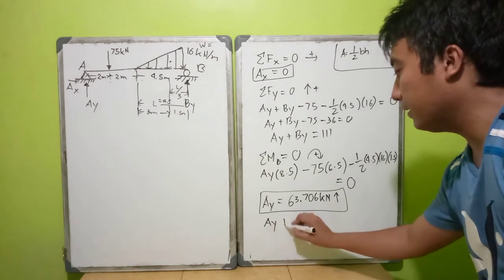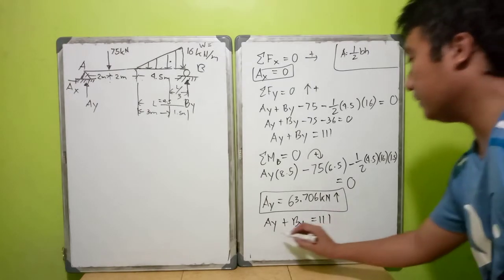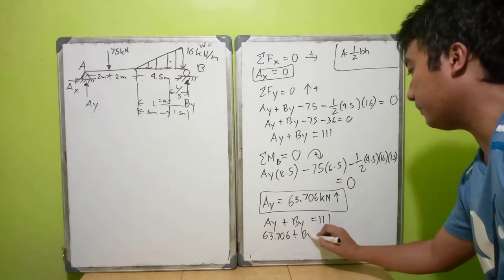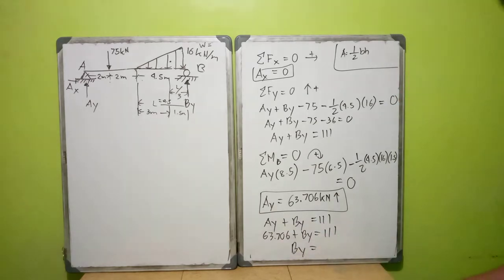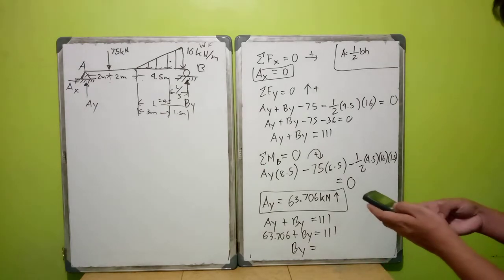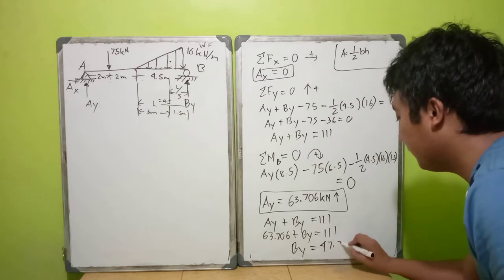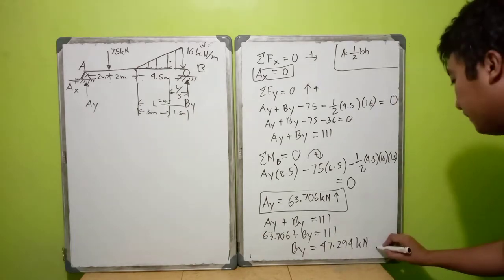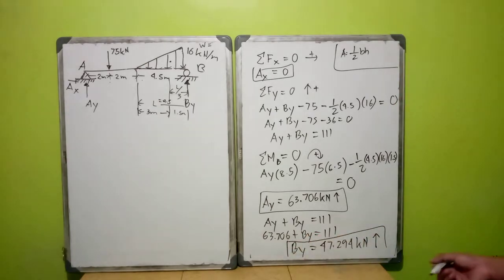So AY plus BY equals 111. And we know that AY is 63.706, plus BY is equal to 111. So therefore, we can compute the value of BY. So 111 minus the answer is 47.294 kilonewton. Since this is positive, our assumed direction is valid.